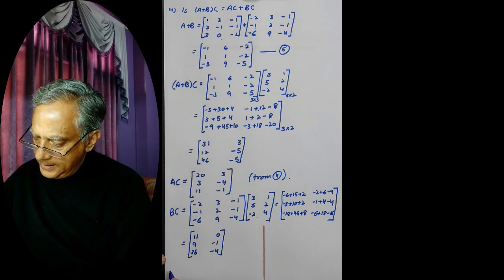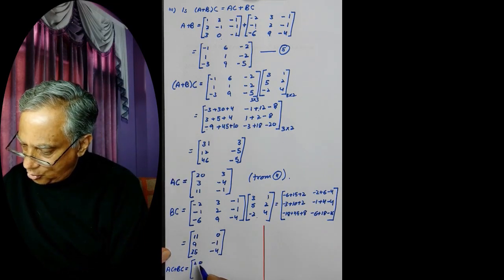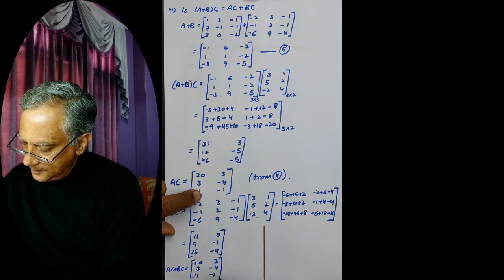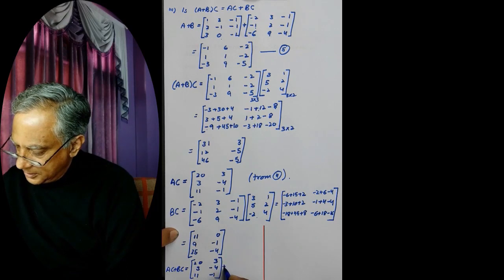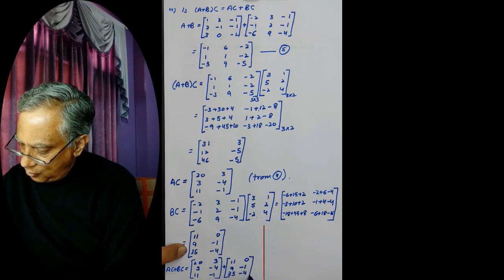Now we find AC plus BC. AC plus BC is equal to, how much is AC? AC is 23, 3, minus 4, 11, minus 1. This is AC. And BC is this much. Plus 11, 0, 9, minus 1, 35, minus 4.